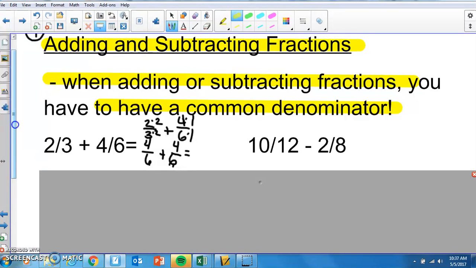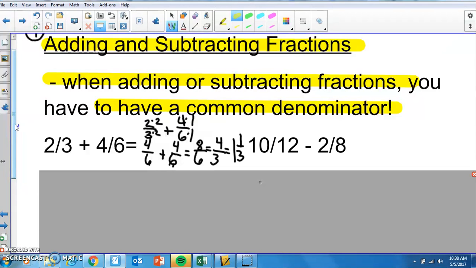When adding and subtracting fractions, you only add the numerators. So I'm going to add across the top. I get 8 over 6. The bottom number stays the same. I can simplify that if I want to, or I can wait and simplify it after I make it a mixed number since it's improper. So I'm going to go ahead and simplify it. 8 and 6 can be divided by 2, so 8 divided by 2 is 4. 6 divided by 2 is 3. So I get 4/3, which when I make it mixed gives me 1 and 1/3.